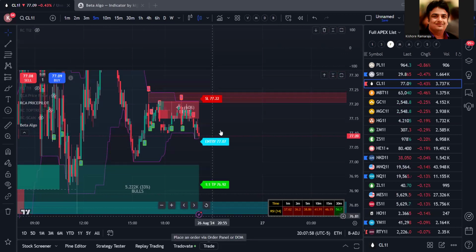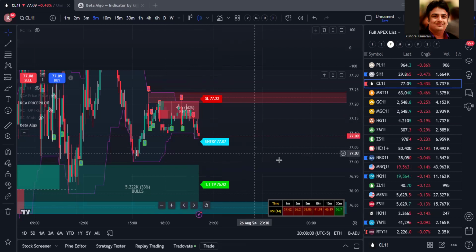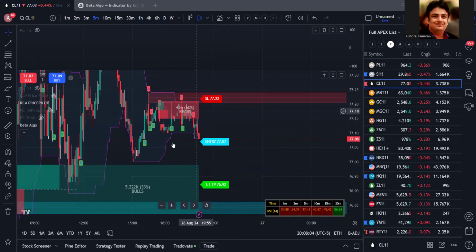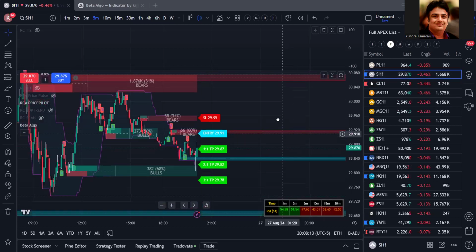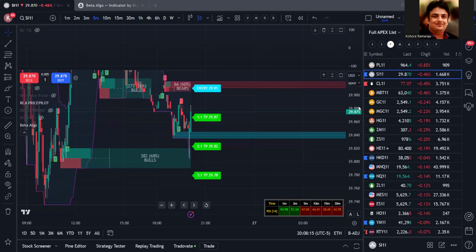So we can enter a short. Let us wait for a pullback, and then we can enter a short on crude oil. Silver also, same thing. It came all the way down. What's the support? It may bounce back. And once it touches, whenever we get the next sell signal, we can enter a short on silver.